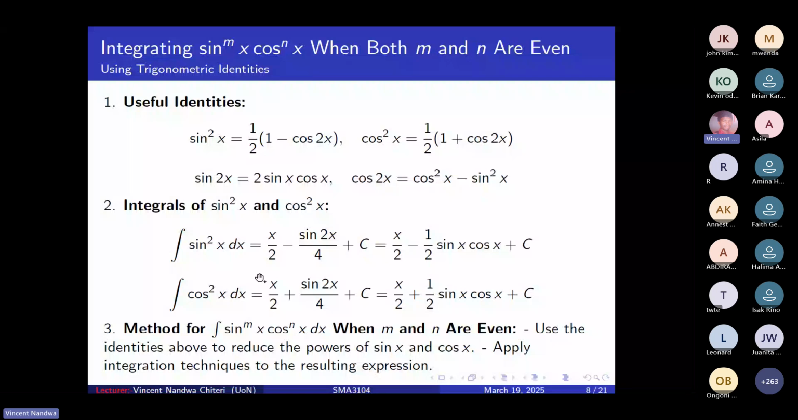So cases whereby the powers of sine and cosine, all of them are even numbers, then they're the ones which require you to remember these identities in this slide. But cases where any of the powers is odd, is very direct, it's just application of this.